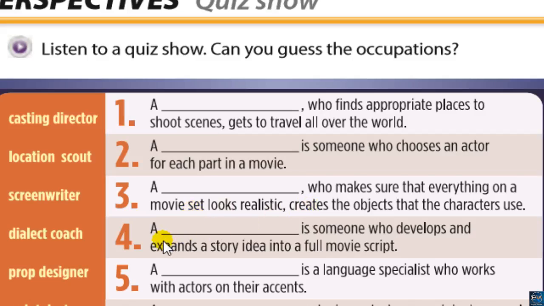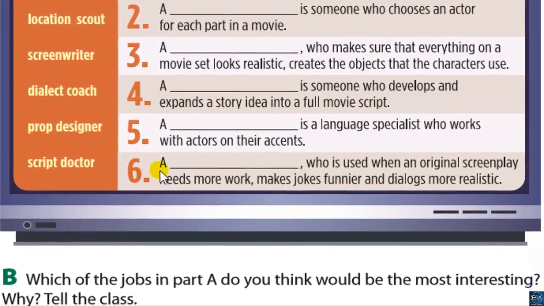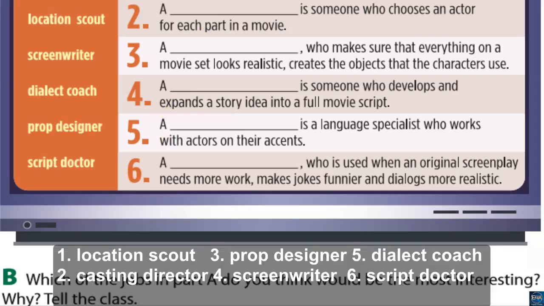Four, a screenwriter is someone who develops and expands a story idea into a full movie script. Five, a dialect coach is a language specialist who works with actors on their accents. Six, a script doctor is used when an original screenplay needs more work, makes jokes funnier, and dialogues more realistic. So the answers: 1. A location scout. 2. Casting director. 3. Prop designer. 4. Screenwriter. 5. Dialect coach. 6. Script doctor.